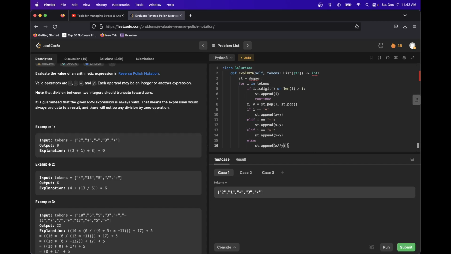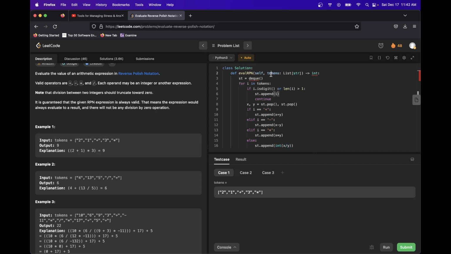So we could say something like, if x is less than 0, XOR if y is less than 0, and figure out some way to know if the finished product is going to be negative. Or we could just say int of x over y. This is a nice little Python trick, and it rounds towards 0. So when it's above 0, it rounds down. When it's below 0, it rounds up. And actually, here we're casting x over y, which would be a float or a double, I forget, to an int.